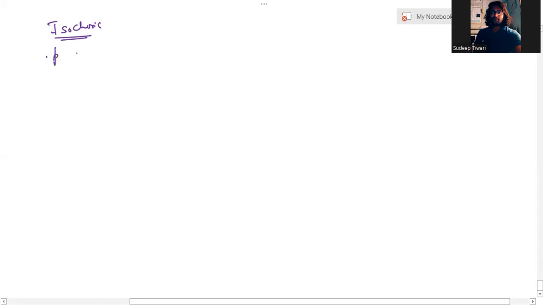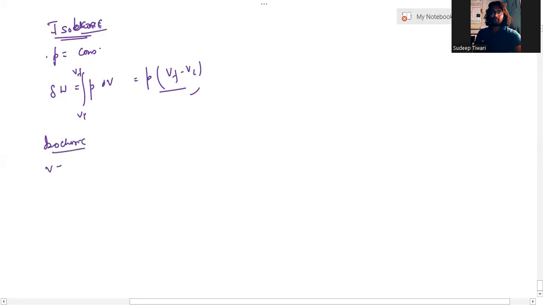So in the process where pressure becomes constant, what will be the work done? If you remember slightly, if pressure is constant, then I can write the integration of P dV from V initial to V final. This will give me P times V final minus V initial. Simple. Isobaric, sir? Isobaric, okay. In the isochoric process, what happens? Volume remains constant, and if volume remains constant, then dV would be equal to 0. So work done would be equal to 0.